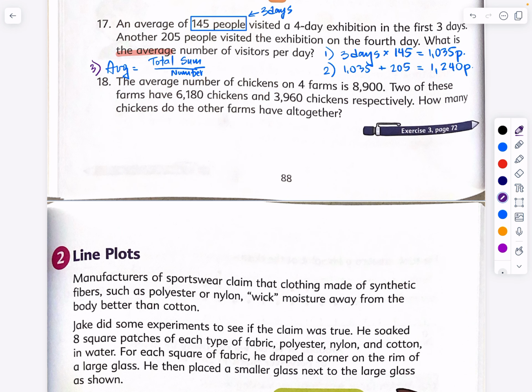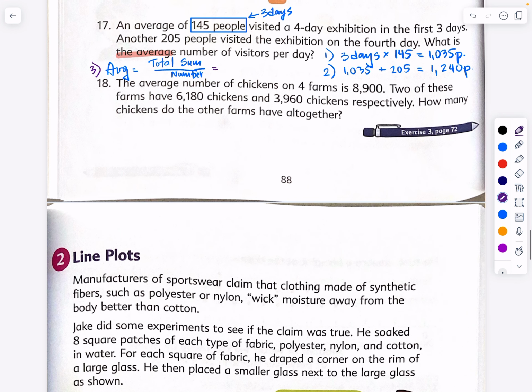In order to find the average, we have the total sum of visitors on 4 days, 1,240 people, and there were 4 days of exhibits. And the average number of people on 4 days is 301 people per day. Ooh, there we go. Such an interesting problem. Let's take a look at number 18.